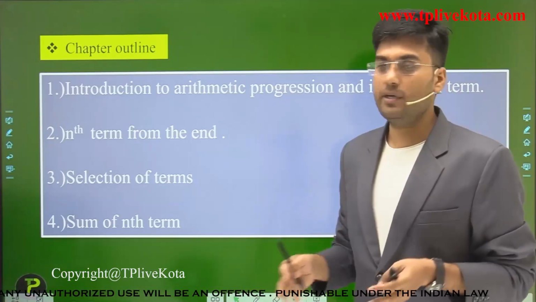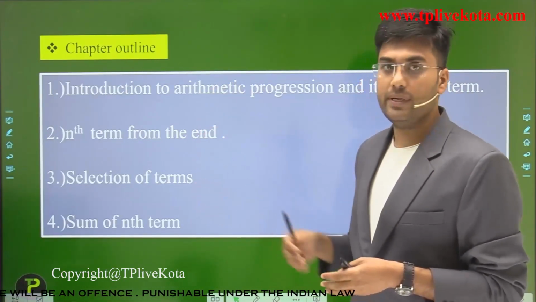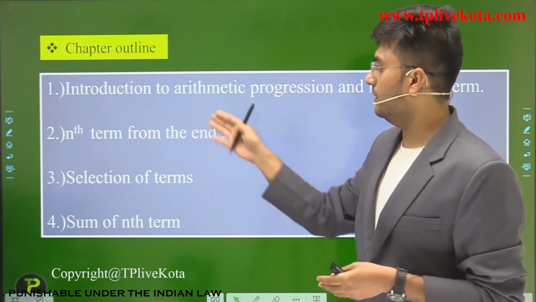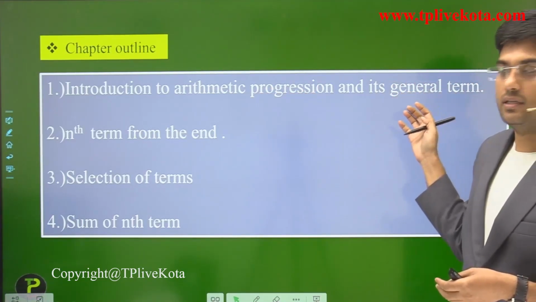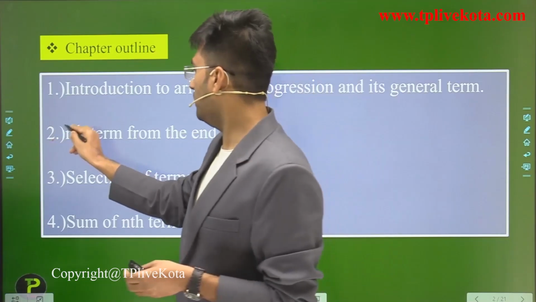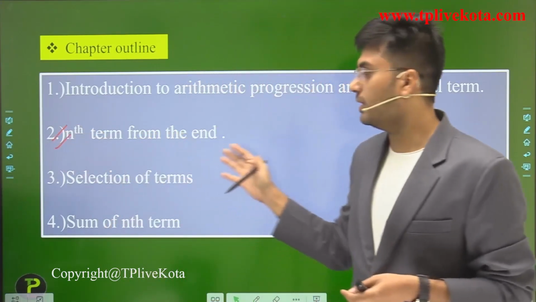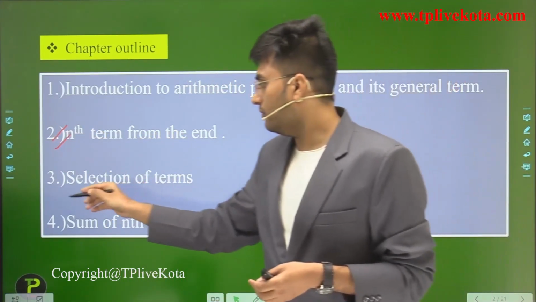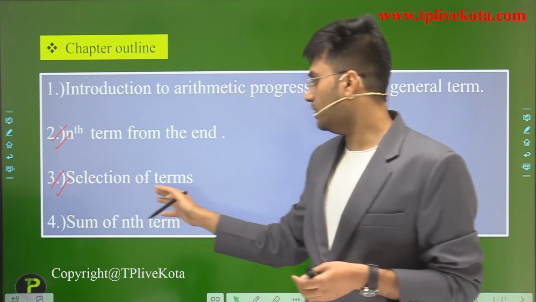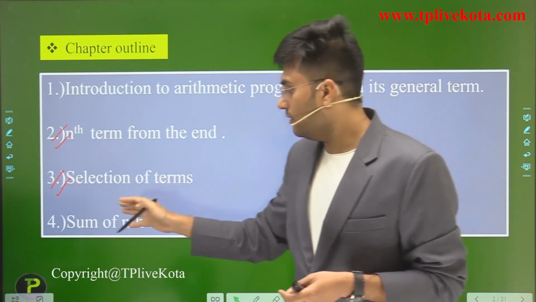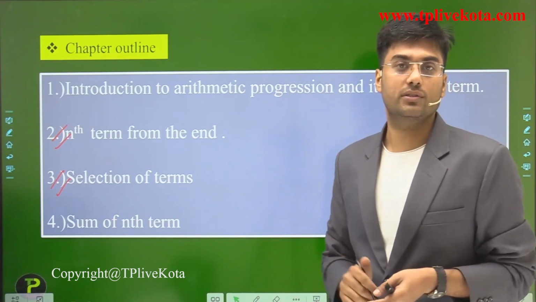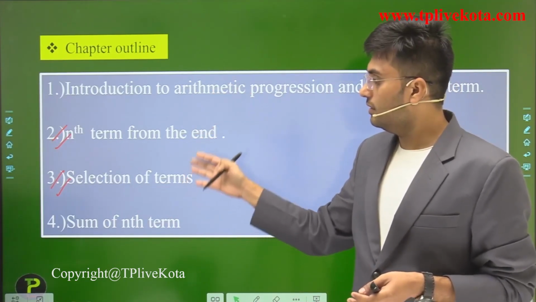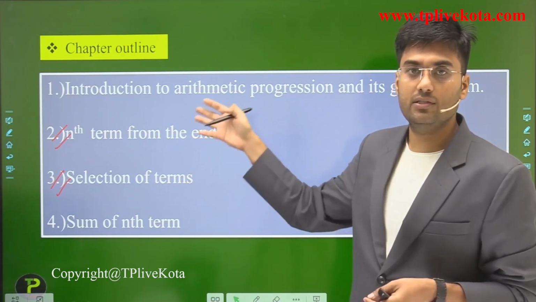So in this chapter we discuss these four topics. First of all, we discuss the introduction to arithmetic progressions and its general term. Then after this we discuss the nth term from the end. Then we discuss selection of terms, and then some problems on the nth term of arithmetic progression. Clear? So these are the topics which will be covered in this chapter.